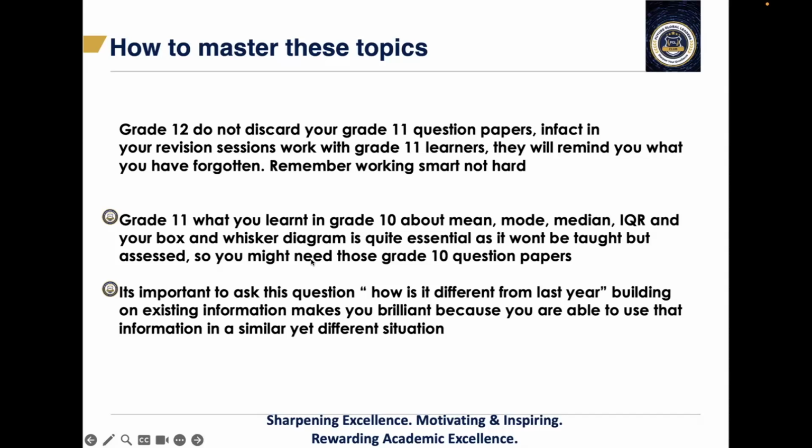So first thing we need to understand is that grade 12, do not discard your grade 11 question papers. If ever you are doing grade 12, I encourage you today that you start piling up on the grade 11 question papers so that you are able to use them to practice. If you can master 70% of the work that is from grade 11, it simply means that the 30% that is introduced to you in grade 12 is not going to give you a problem.